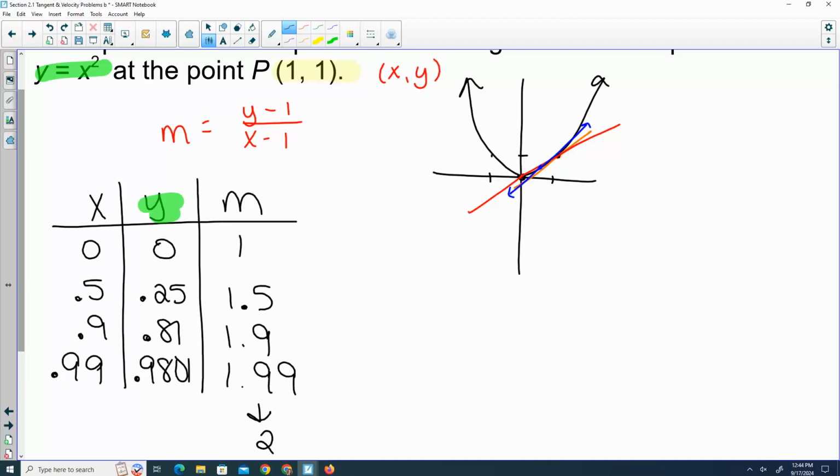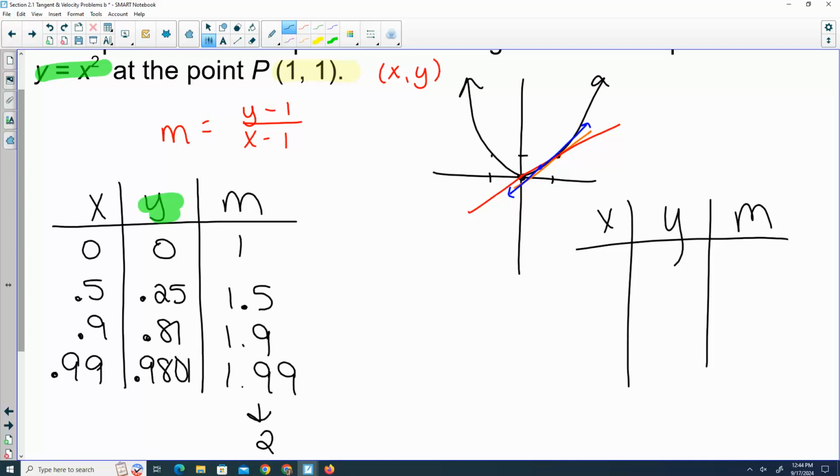Now, we didn't put in anything bigger than 1. Could I have come in from this other direction instead? Yeah. Okay, let's try that and see if they go to the same thing. So I'm going to repeat, but this time, let's try something bigger than 1. So what do you want to put in bigger than 1? 2.1.